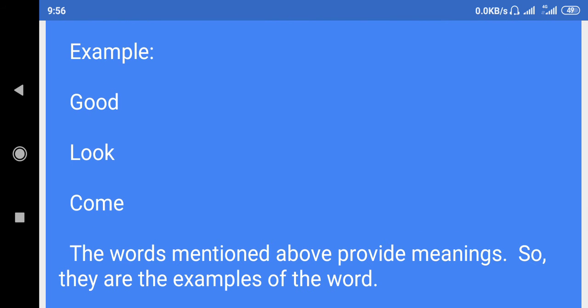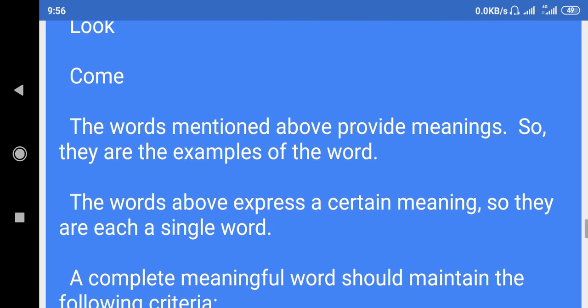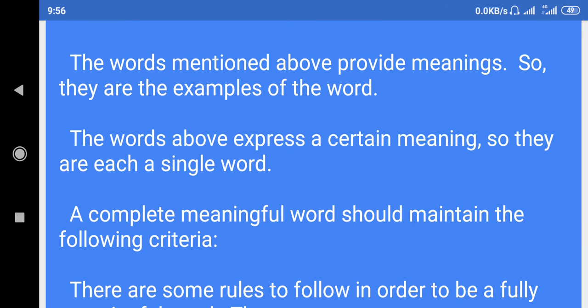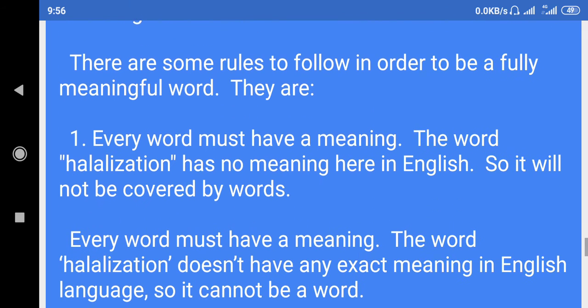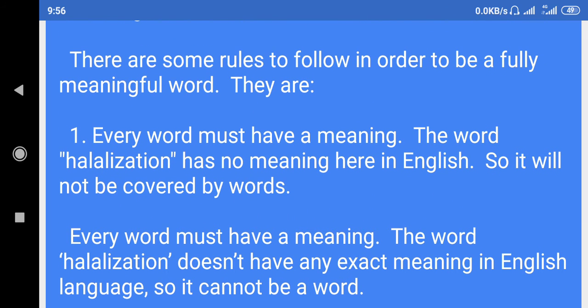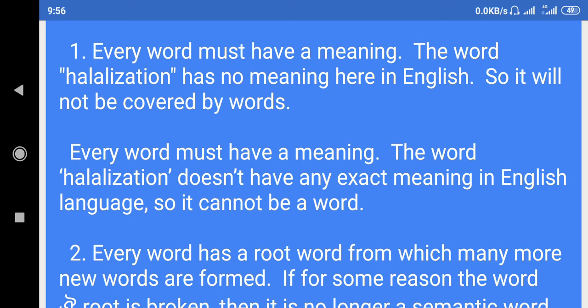Example: good, look. The words mentioned above provide meanings, so they are examples of a word. The words above express a certain meaning, so they are each a single word. A complete meaningful word should maintain the following criteria. There are some rules to follow in order to be a fully meaningful word. They are: 1. Every word must have a meaning.